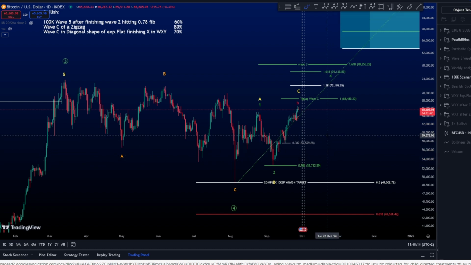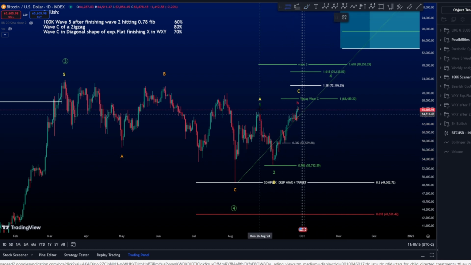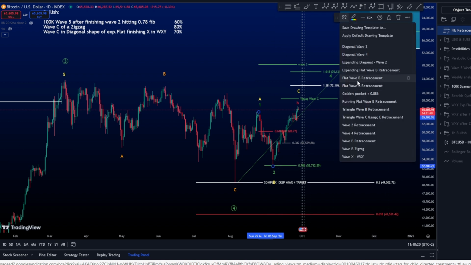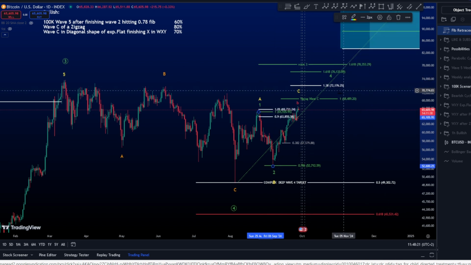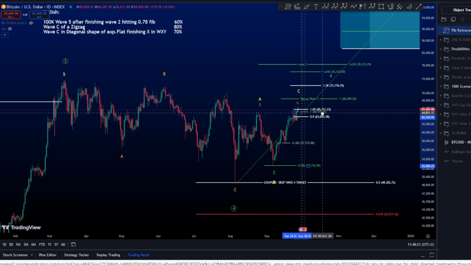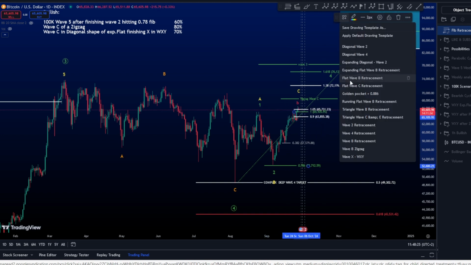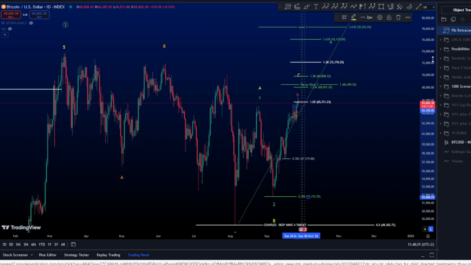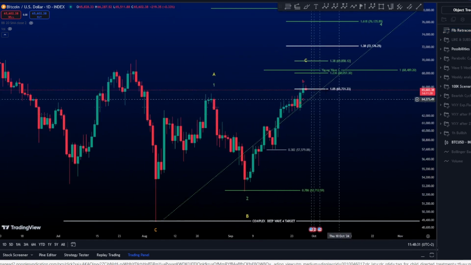By the way, let's have some fib levels of a flat wave B. Your expanding flat. Yeah, as you can see, your expanding flat wave B needs to touch the 1.0505 and the 1.23 fib levels, which are very, very close, to be honest.